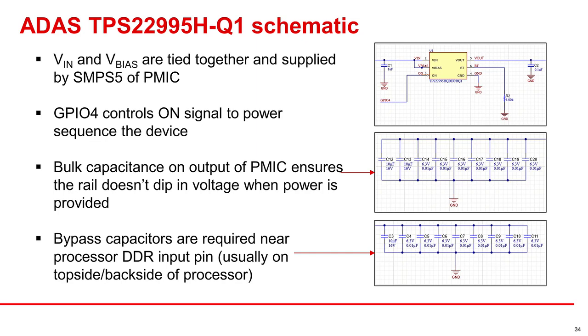The processor VDDS DDR rail requires bypass capacitors close to the input pin on either the top side or back side of the processor. This must also be factored into an inrush current calculation.